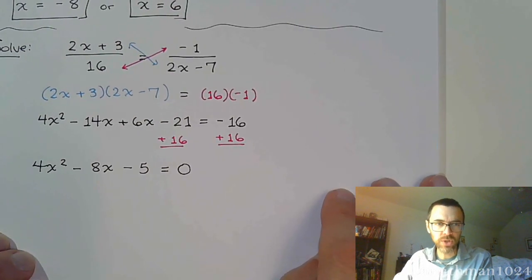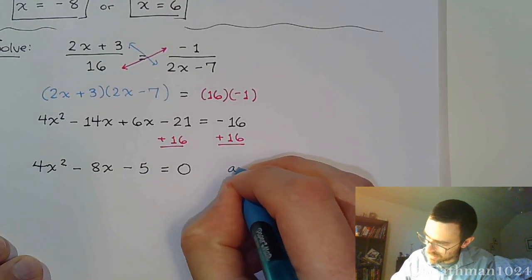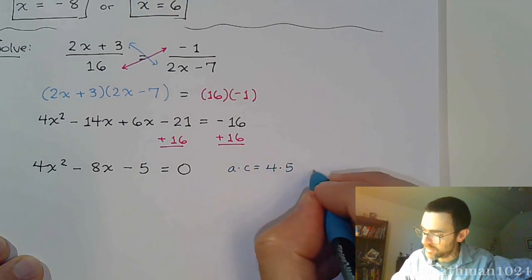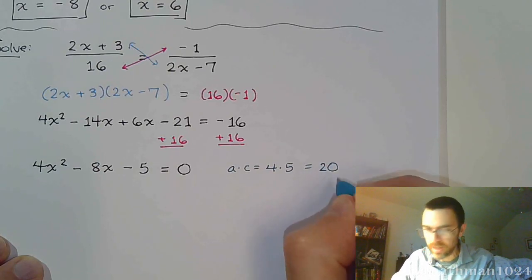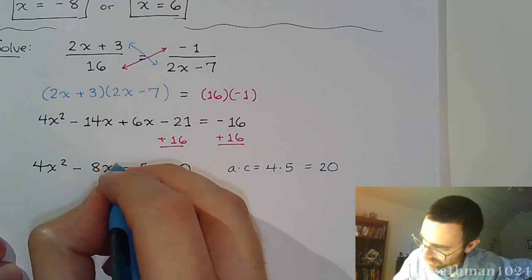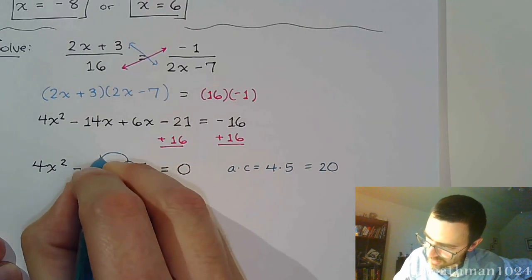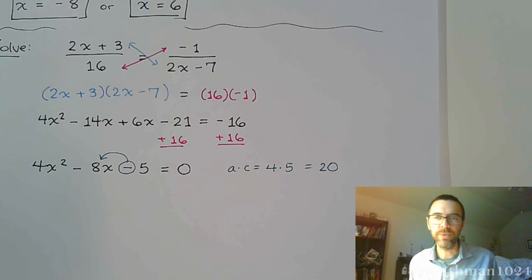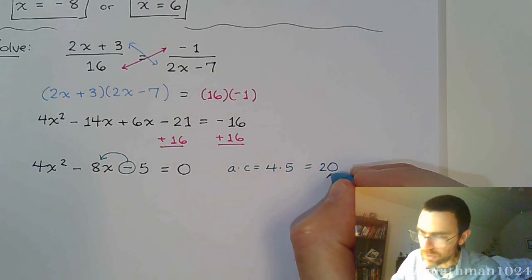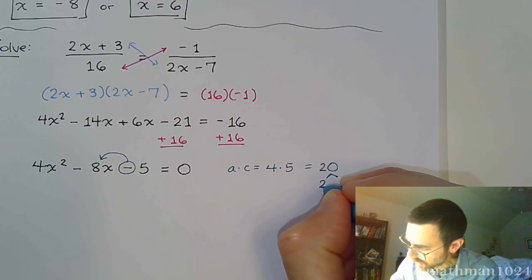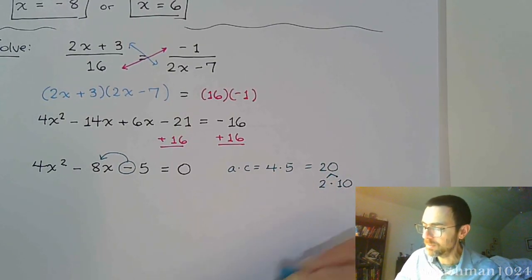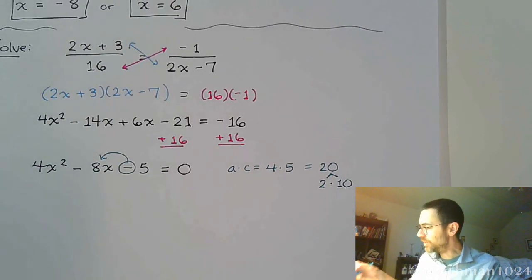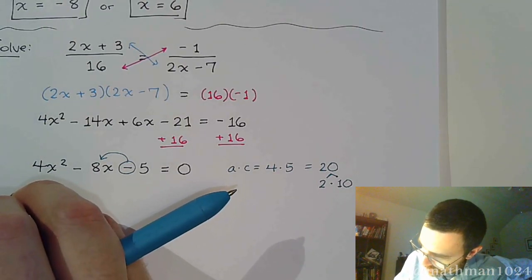Okay? And so scooting over here, the AC method, so A times C, we're going to say we've got 4 times 5, and that equals 20. And now we want to look at the 20 and see if we can find factors that are going to subtract to give us 8. And if we can find the factors of 20 that subtract to give us 8, that's how we're going to end up splitting the middle term. So it shouldn't take us too long to arrive at the two numbers. 2 times 10. 2 times 10 will equal 20, and they have a difference of 8. So let's see how we use those numbers to split up this middle term.